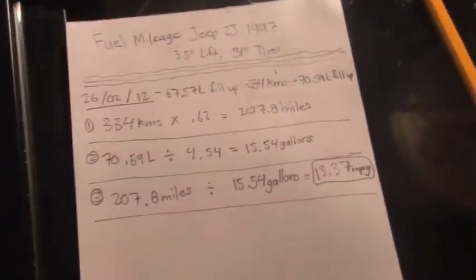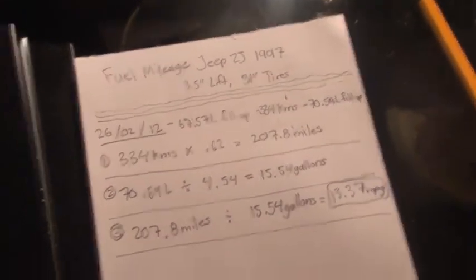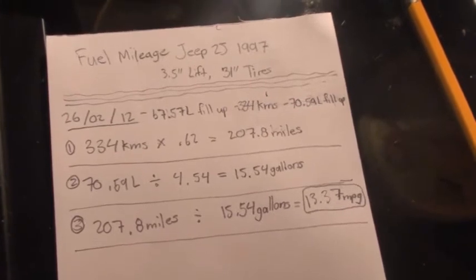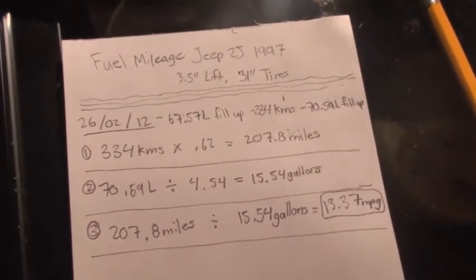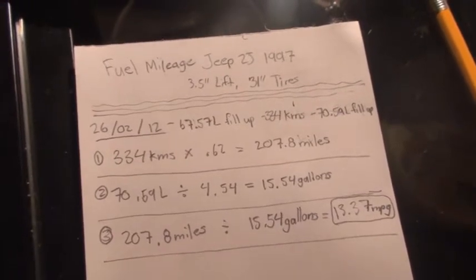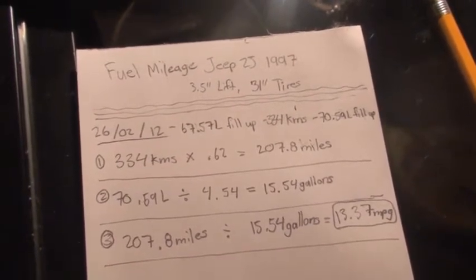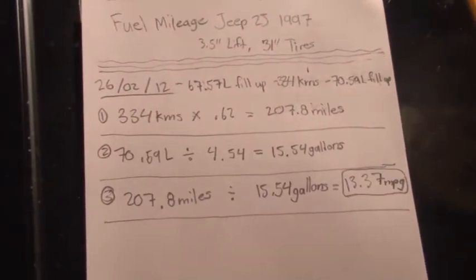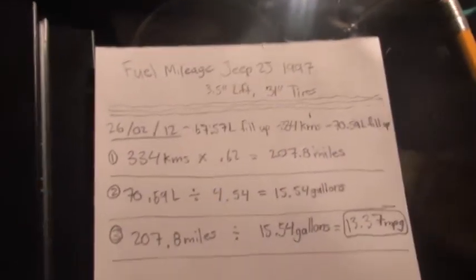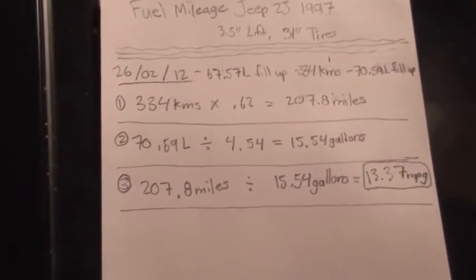This is how you figure out miles per gallon, or fuel mileage. If you live in Canada, or your measurements are in kilometers and liters, you have to convert the kilometers to miles, which in that case you just multiply the kilometers by decimal 6.2. After that, you have to convert the liters it took to fill up your tank after you drove those kilometers.